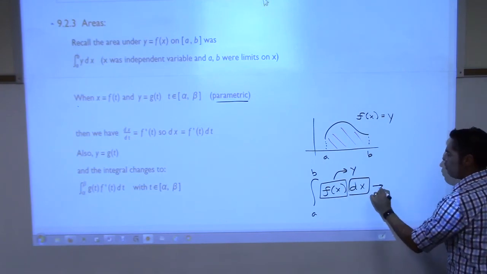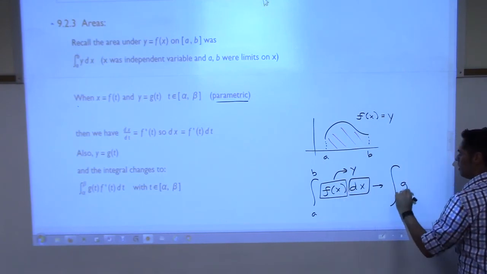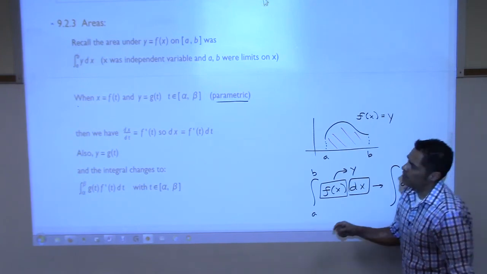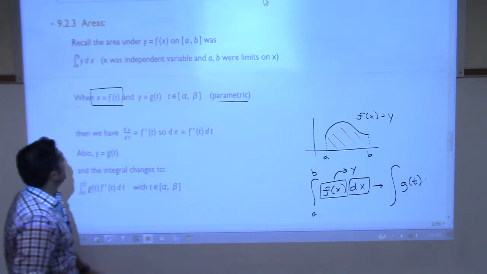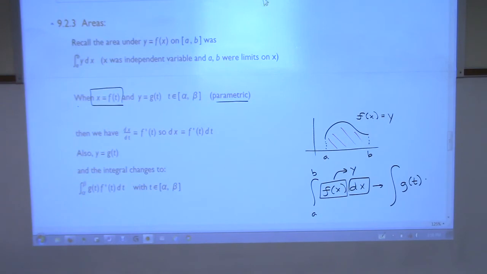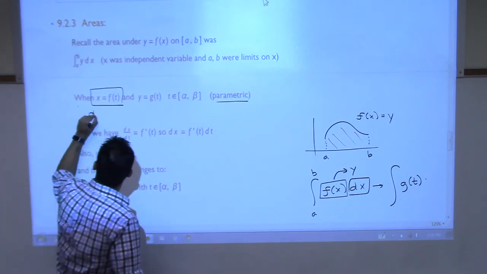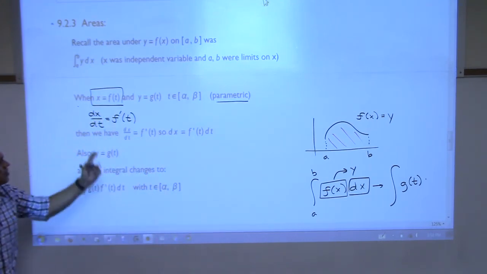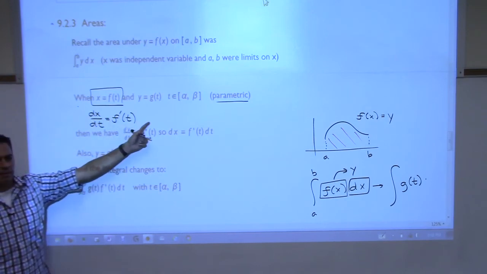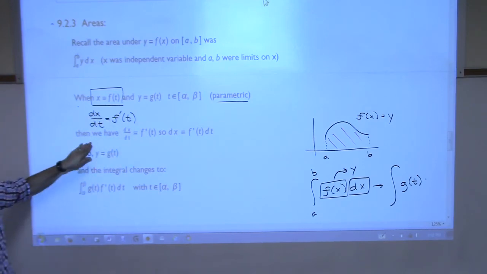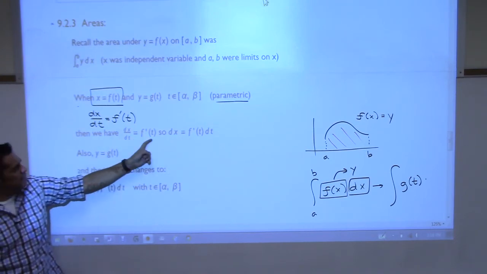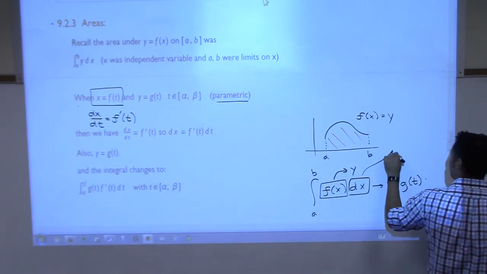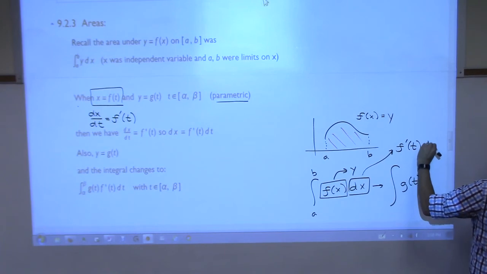So this integral is going to get transformed. This right here is going to become g of t. And then the question is, what's dx? So what we do is we take this right here and we differentiate it on both sides with respect to t. So the derivative of the left side here is dx dt. The derivative of the right side is f prime of t. And then we solve for dx by moving dt to the other side on top. That's what I did right here on this line. dx dt is f prime of t, so dx equals f prime of t dt. So this piece right here gets replaced with f prime of t dt.